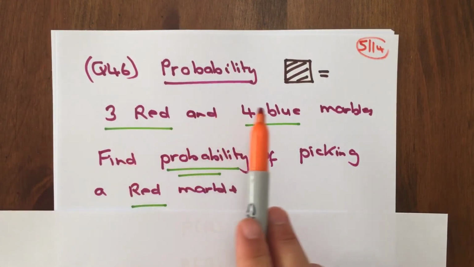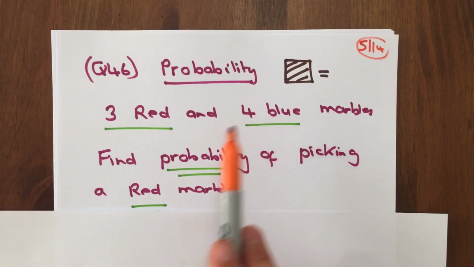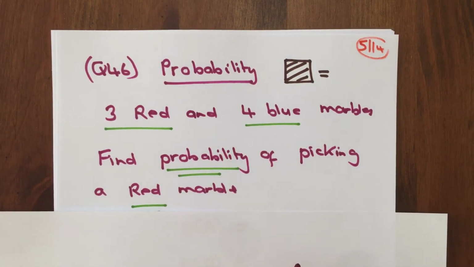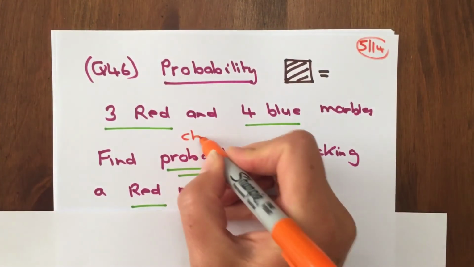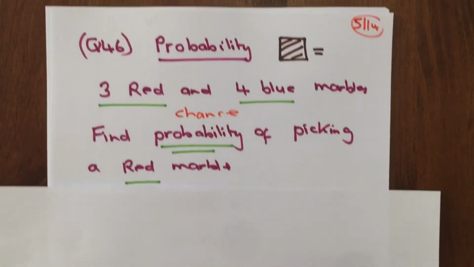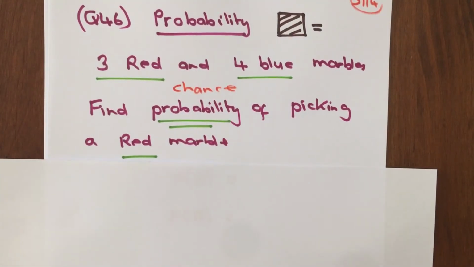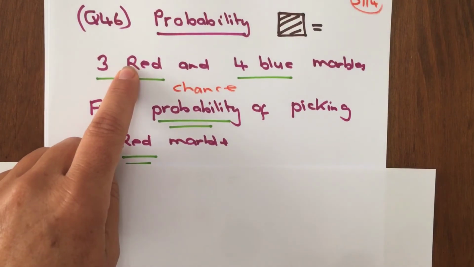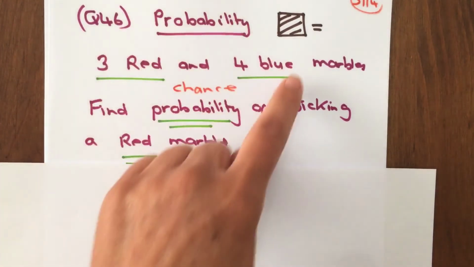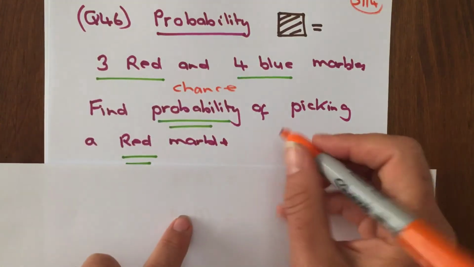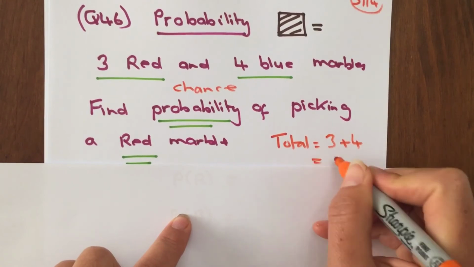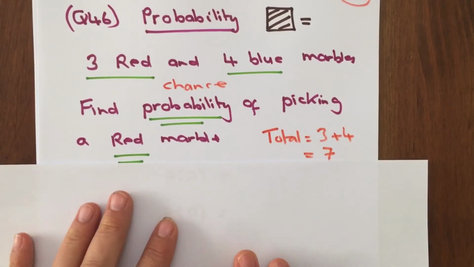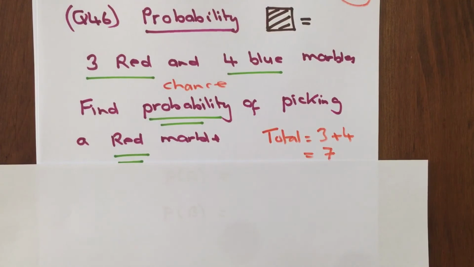You have 3 red and 4 blue marbles. You're going to pick a red marble. What's the probability? What's the chance? The word probability just means chance. What's the chance of getting a red marble? Well, you've got 3 red marbles out of how many altogether? Well, the total number of marbles you've got is 3 red and 4 blue. So you've got 7 altogether. So what's the chance of picking a red marble?